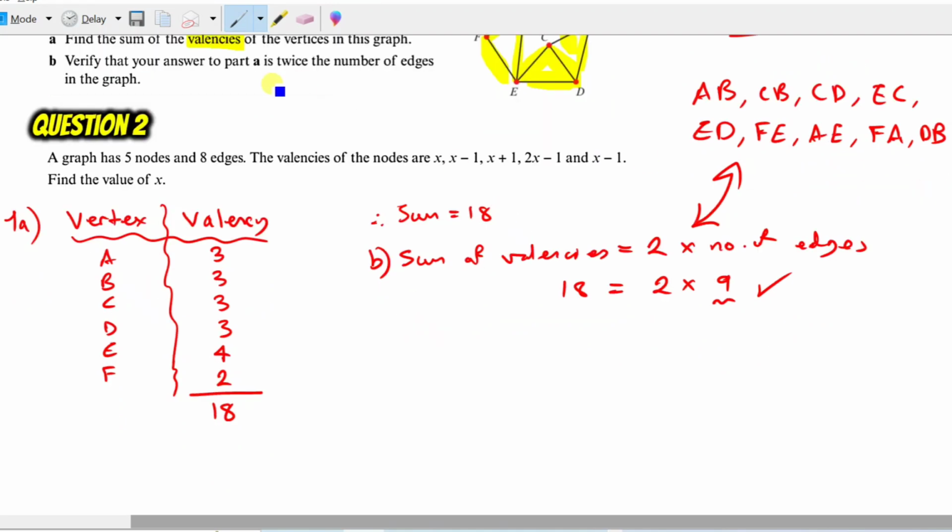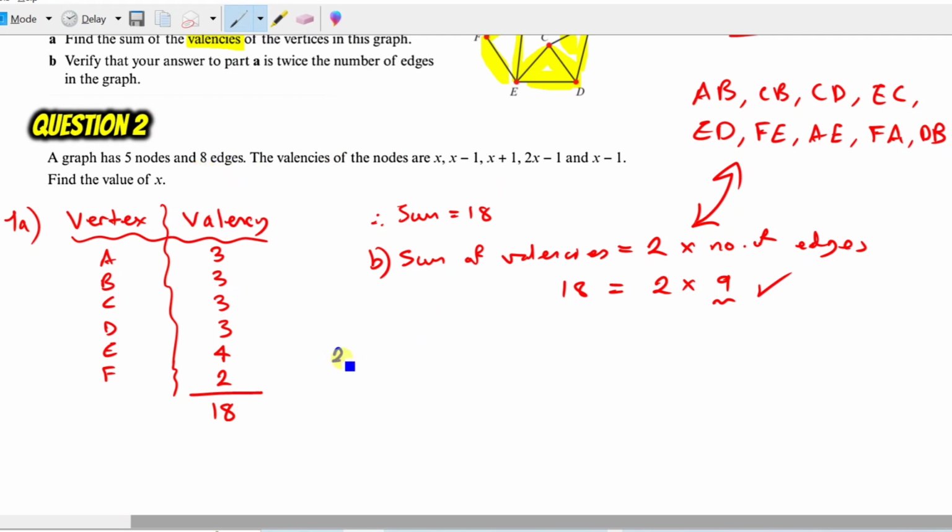And now for question 2, it says a graph has 5 nodes and 8 edges. The valencies of the nodes are x, x minus 1, x plus 1, 2x minus 1, and finally x minus 1. Find the value x. So all we want to do is basically link the sum of the valencies, so sum all these up, and equal it to 2 times the number of edges, which is 2 times 8. So let's try this out.